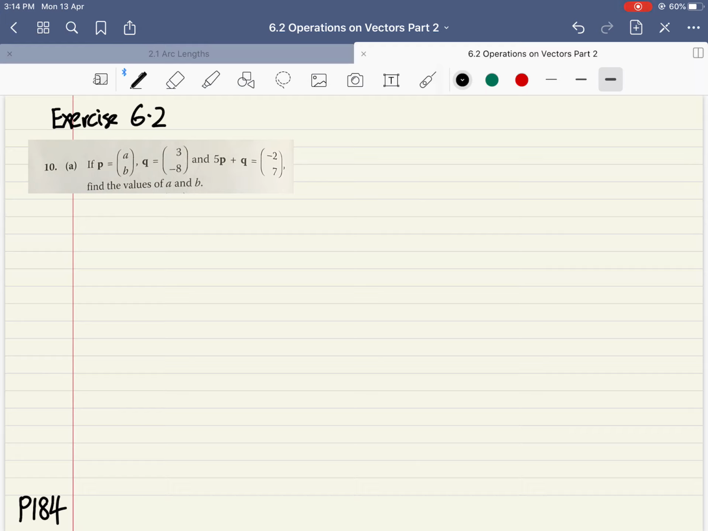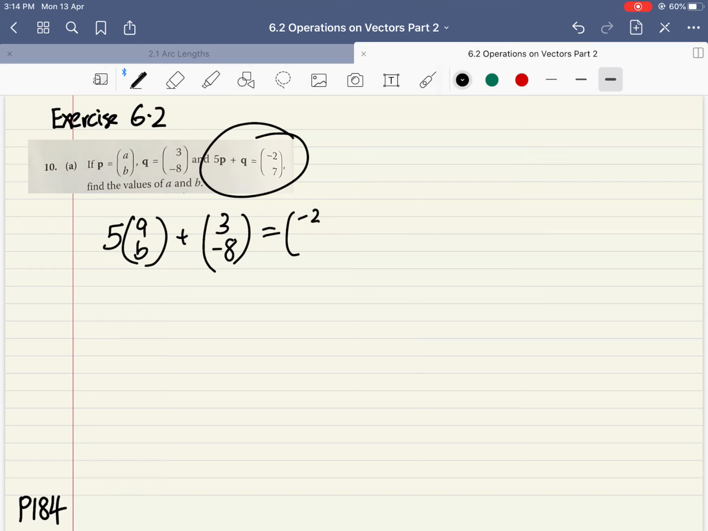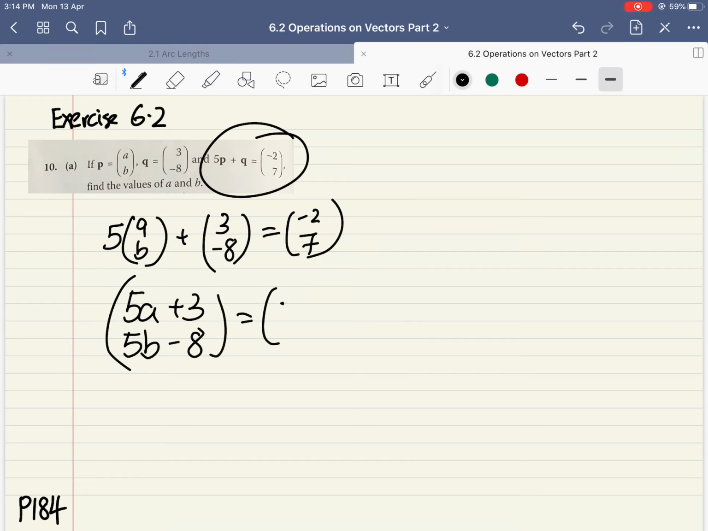The question, which is 10a, says this: find the values of a and b. If I start from here, I have 5 times vector p plus 1 times vector q is equal to negative 2 and 7. So I have 5a plus 3, 5b minus 8 is equal to negative 2 and 7.